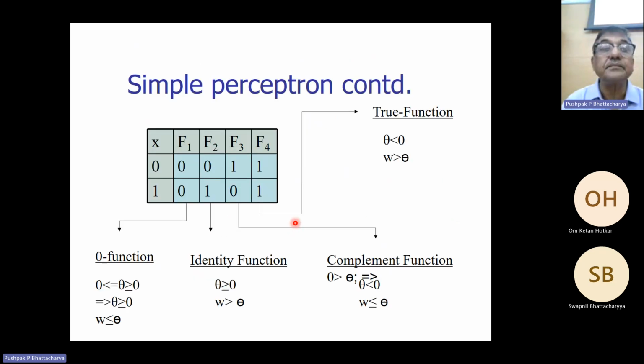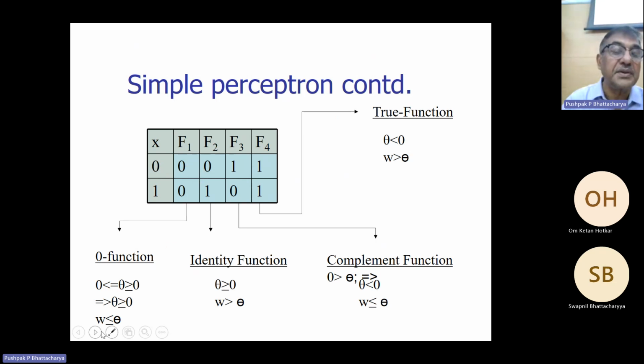Let us see. It can compute these 4 functions: the true function, the false function, or the 0 function, the identity function, and the inverse or the complement function. So let's see, these 4 functions, how are they computed? For x, we know that x can take only 2 values, 0 and 1. The first function is called the 0 function, for which whatever be the input, the output is 0.